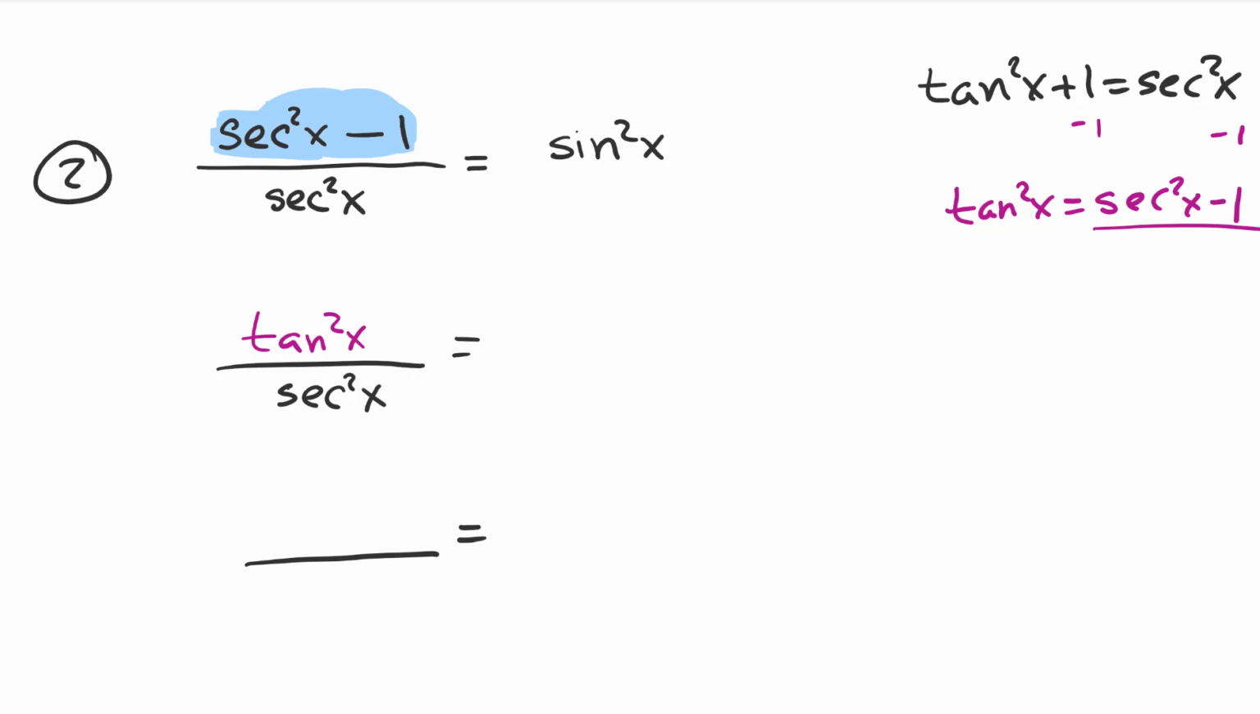So let's start on the bottom. Secant squared. Isn't that 1 over cosine squared? That's secant squared. Now let's go up top. And tangent squared is sine squared over cosine squared.